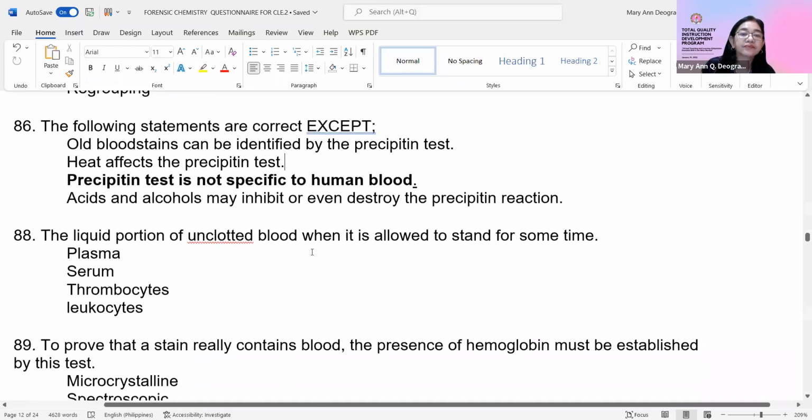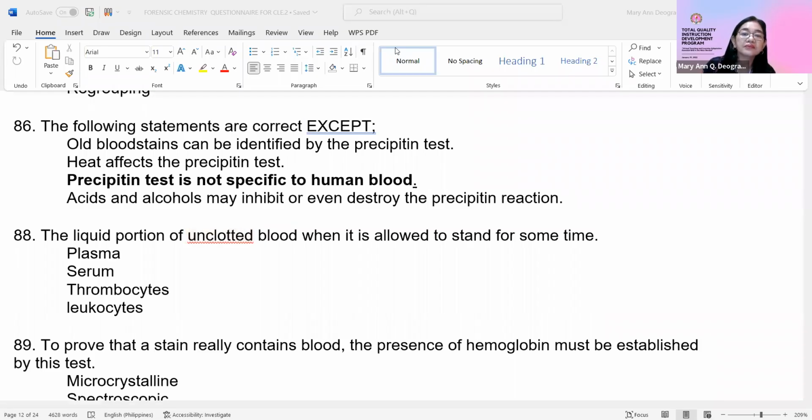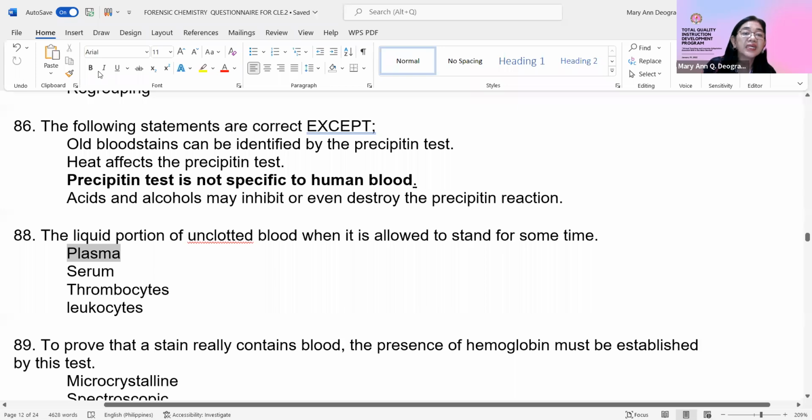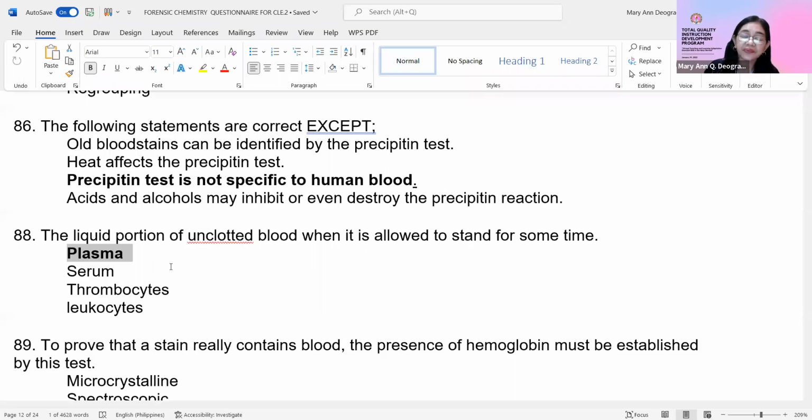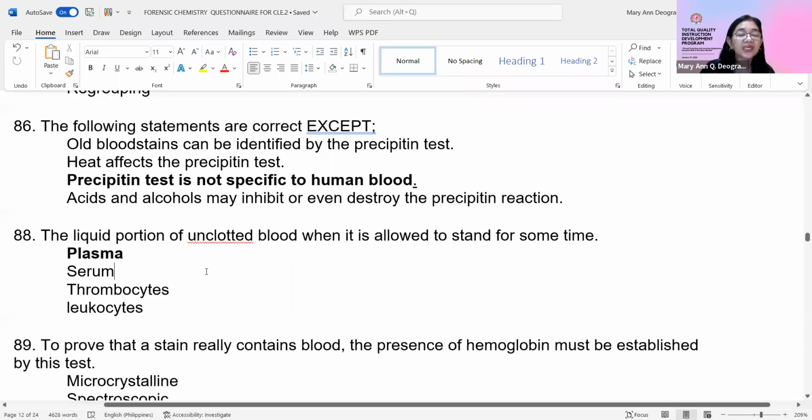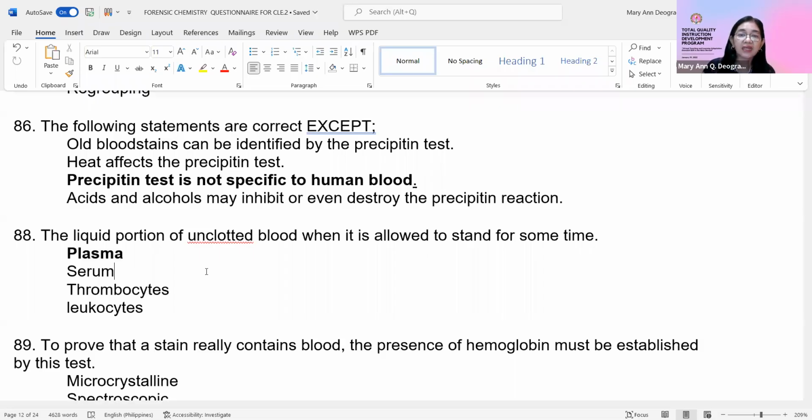Oh, this one. The liquid portion of unclotted blood when it is allowed to stand for some time. Unclotted. All right, so it's the serum. Clotted is yung dalawa lang pagpipilian na naman natin dyan eh. Is plasma or serum. So, aralin nyo yung nagko-cross out kayo ng mga choices, no? Para halimbawa, maganda yun eh, yung nagka-cross kayo ng mga choices, tapos pili na lang kayo in between two, ganyan.